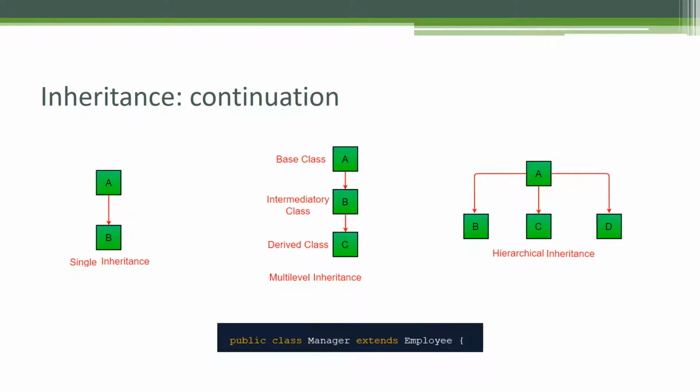You can go as many levels down as you like. You can have an intermediate class, 5 intermediate classes, 100 intermediate classes, a derived class, and so forth. If you look at the string class, every single class that we have extends the original class called object. That's just common knowledge. Then we also have hierarchical inheritance, which means that you could have something like A, which is the superclass of employee, and then you could have B being a manager, C being a clerk, D being a floor manager, and so forth.